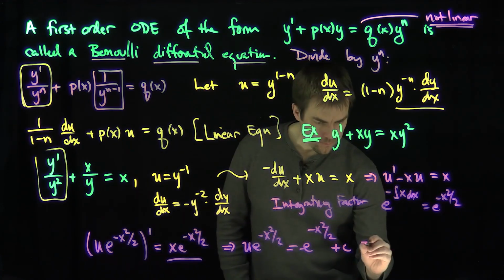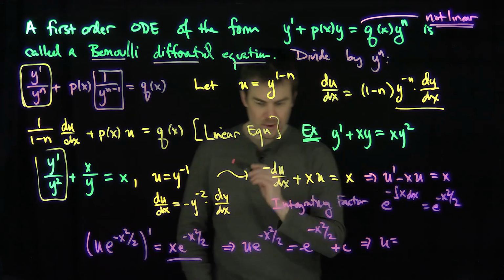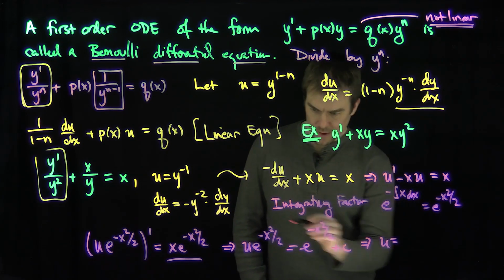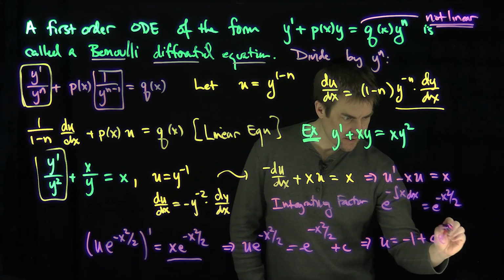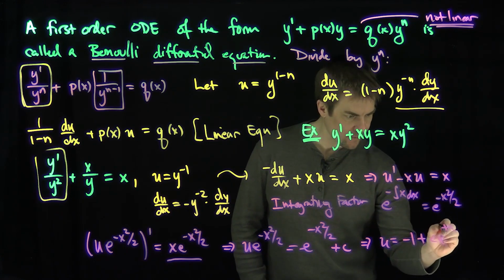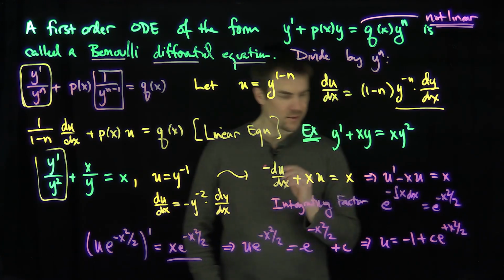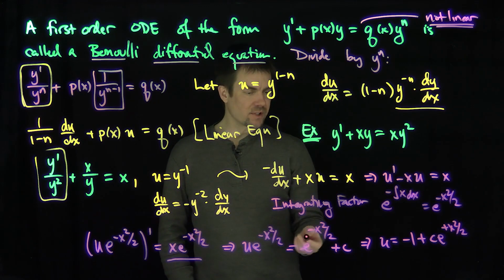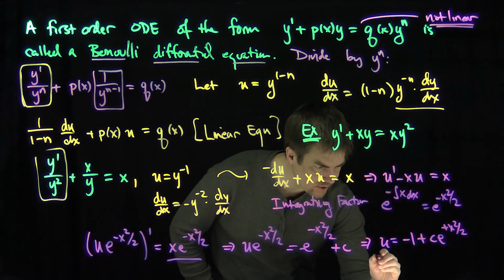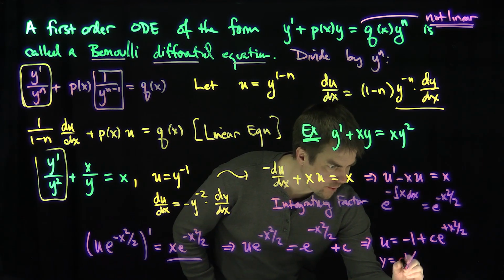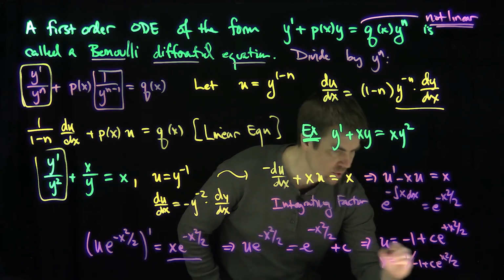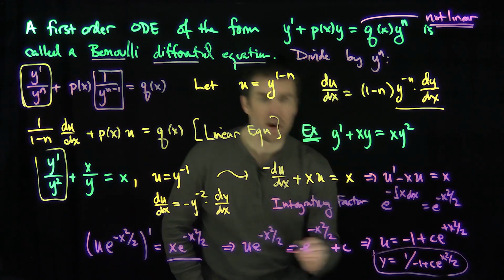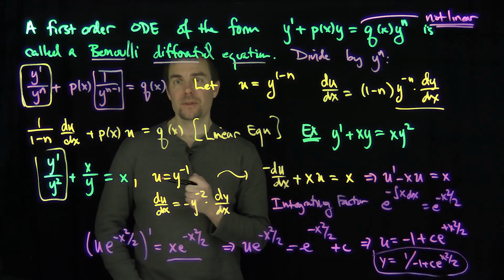So therefore, u is what? u is going to be negative 1 plus c e to the x squared over 2, with a positive x squared over 2. And then what is y? y is the reciprocal of this thing. So our solution y is going to be 1 over negative 1 plus c e to the x squared over 2. And that is the general solution of this example, this Bernoulli type differential equation.